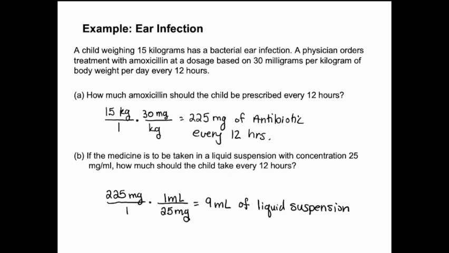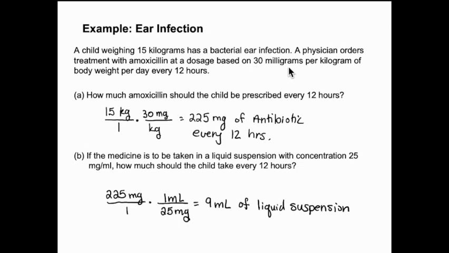So this example is about an ear infection. It says a child weighing 15 kilograms has a bacterial ear infection. A physician orders treatment with amoxicillin at a dosage based on 30 milligrams per kilogram of body weight, and the dosage is going to be every 12 hours. So our conversion factor that we're going to need to use here, remember conversion factors set up an equivalence between 2 quantities. So the dosage is 30 milligrams for every kilogram of body weight, and the child weighs 15 kilograms.